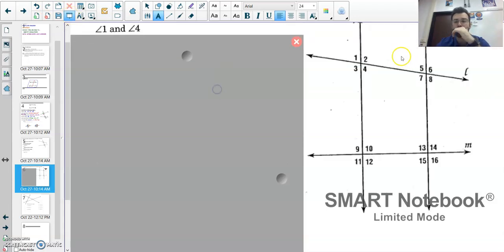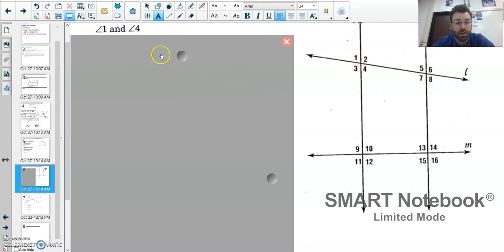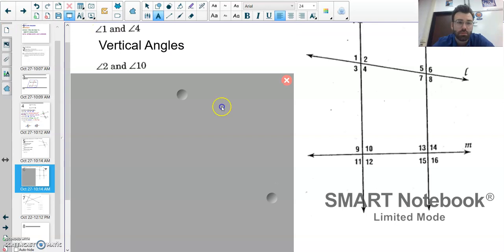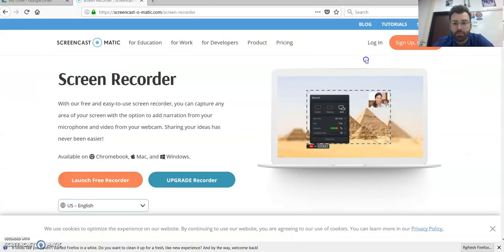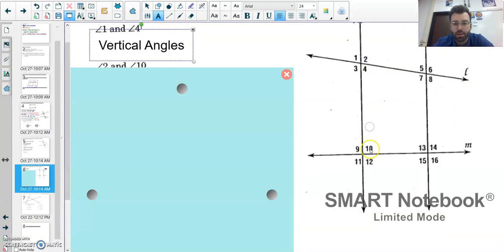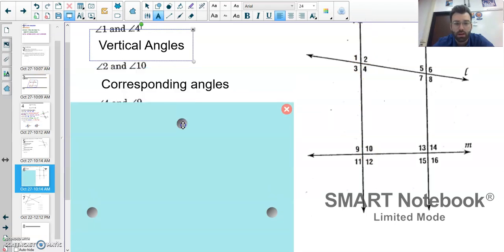So for 1 and 4, actually, we didn't talk about this pair, but we've talked about this pair a lot, especially in the last unit. They are vertical angles. 2 and 10 are in the same position, therefore they have to be corresponding angles.